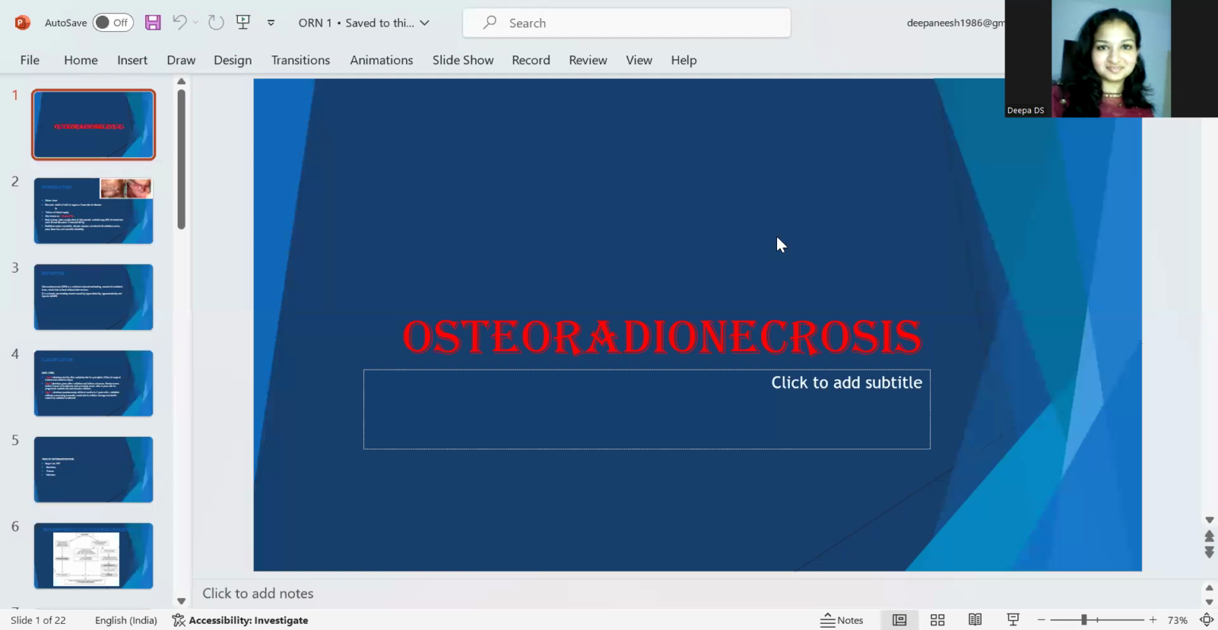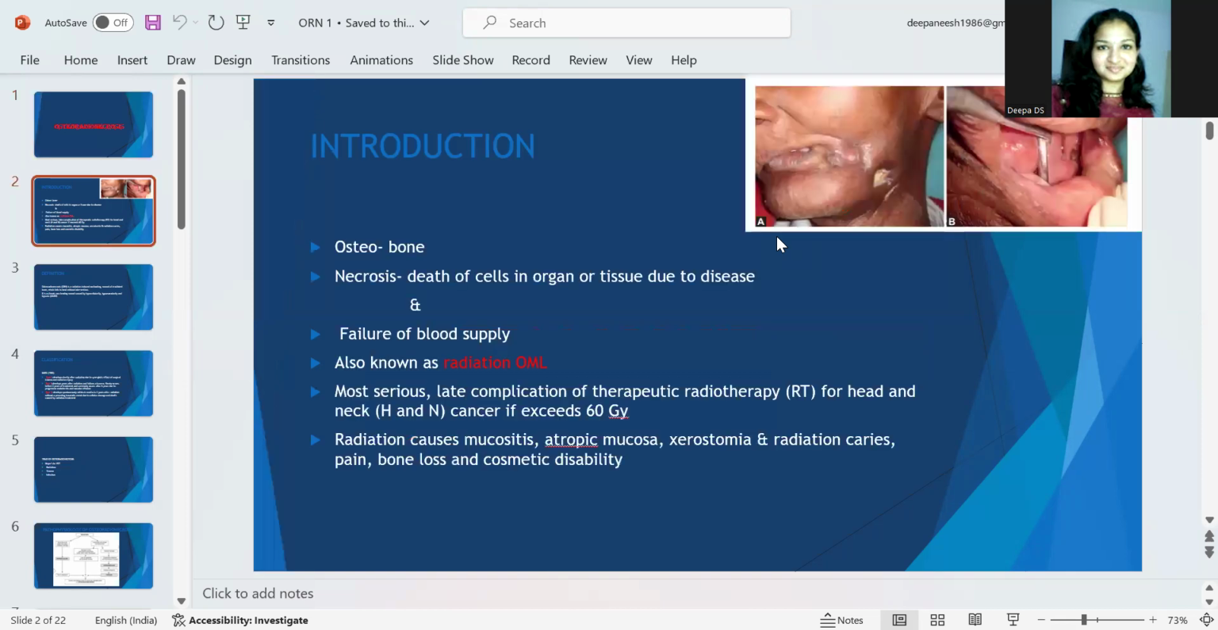Good morning, all. Today's topic of discussion is osteoradionecrosis. Osteo means bone and necrosis means death of cell in organ or tissue due to disease, and it causes failure of blood supply. It is also known as radiation osteomyelitis.